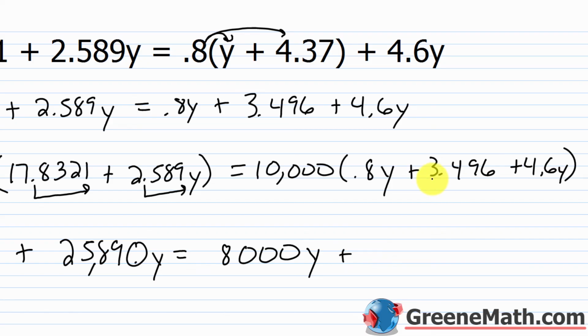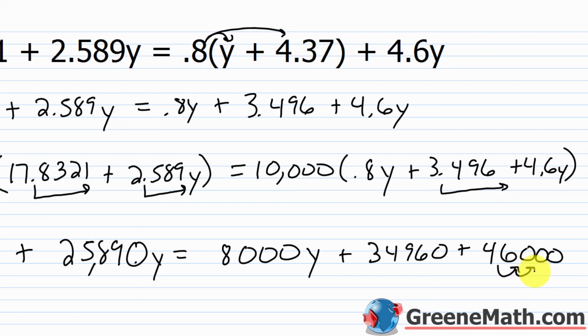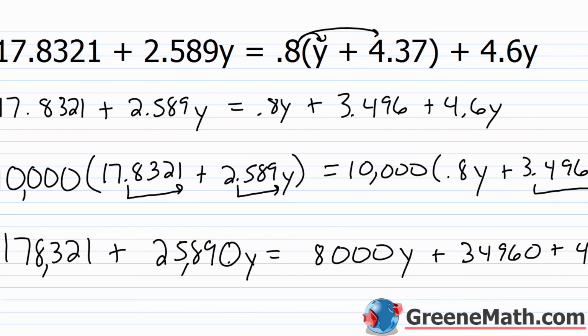Then plus, over here I have 3.496. So this is going to go 4 places to the right, so it's going to pass the 6 by 1 more place. So I'm going to need to write 34960, right? This is going to go 1, 2, 3, 4 places to the right. And then plus, we have 4.6y. So 10,000 times 4.6, we think about 46 here. And I'm going to need to put 3 more zeros. 1, 2, 3. This is going to go 1, 2, 3, 4 places to the right. And then don't forget the y. And then we have our transformed equation.